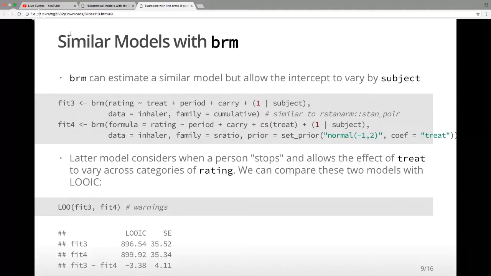In this case, there's a slight preference for the second model, using the stopping ratio likelihood and estimating separate treatment effects for each category, compared to the first model here. But the difference is fairly small. It's not estimated overly precisely, so we can't really say we have a strong preference for one or the other. If you did model weights, they would probably be like 40-60 or something like that.